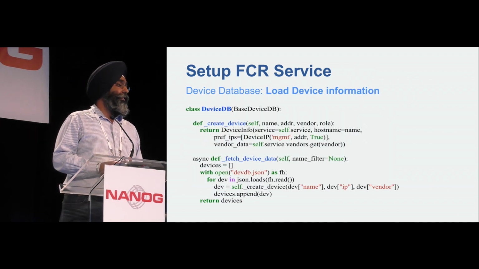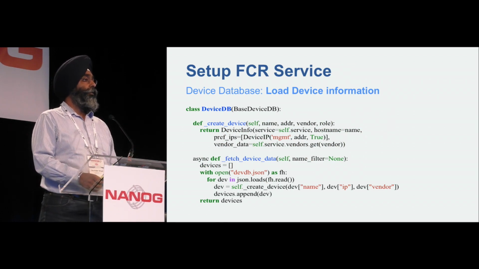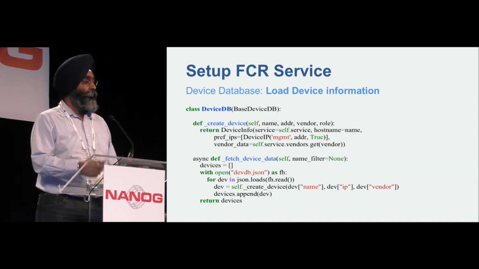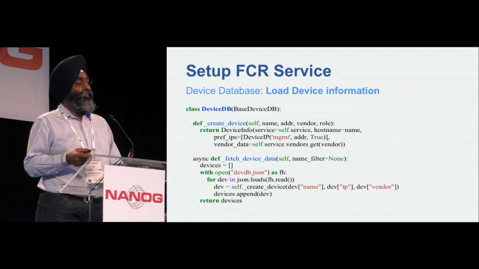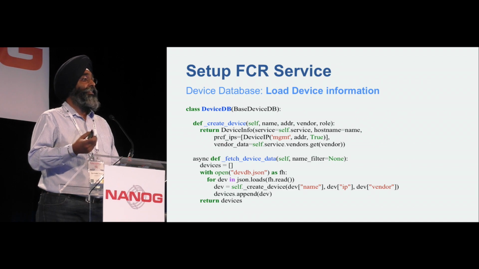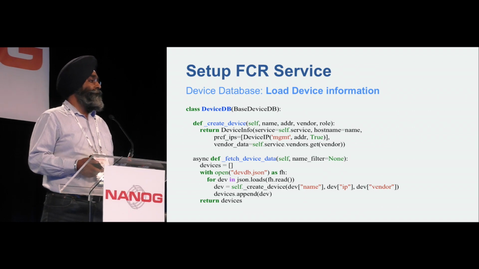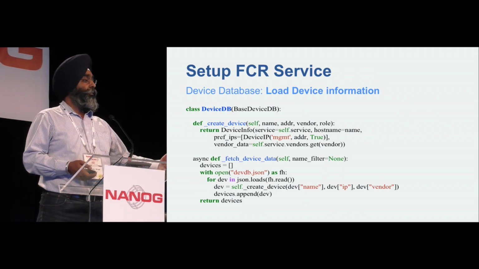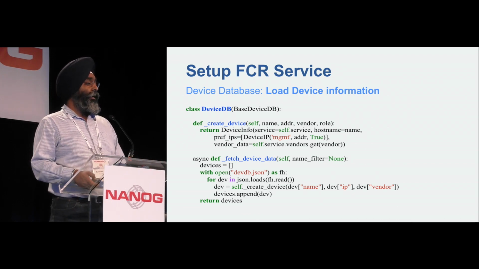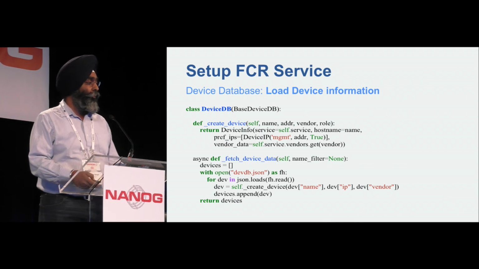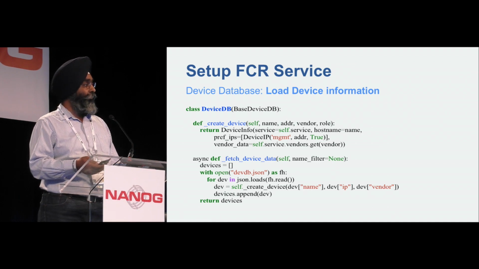Now, how do I load this or interface with your backend database for this service? To interface with the backend database, you just need to implement a device database class and implement the method to fetch the device data from your backend service. Here you will typically implement a connection to your database server and fetch your device information from there. In this example, we are just going to load the device information directly from our JSON file.